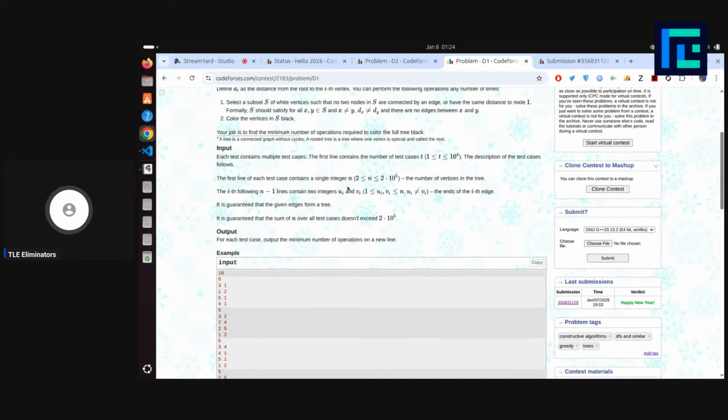But why is it correct? To prove why it is correct, we'll just have to construct the operations, and that I'll do in D2. But first, I will show the core of D1.